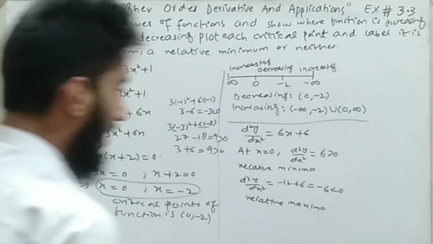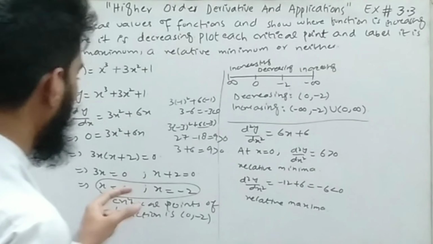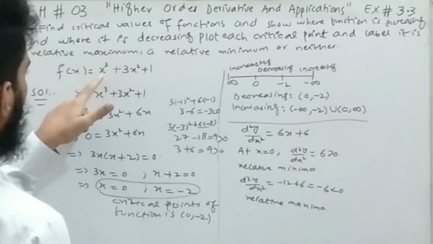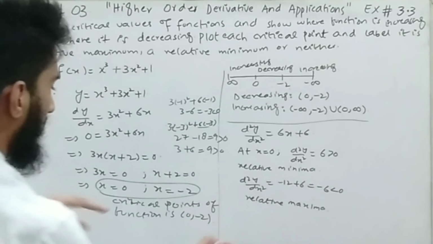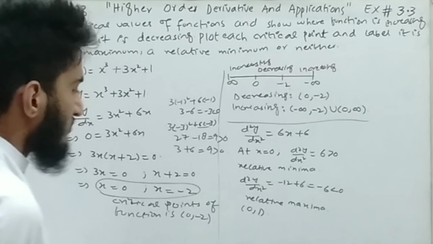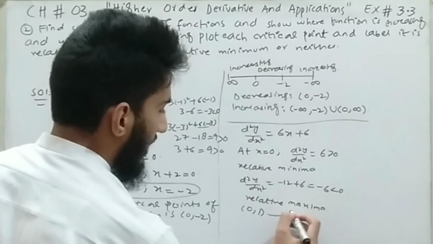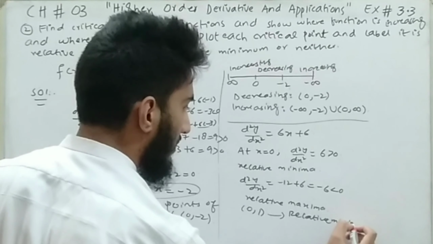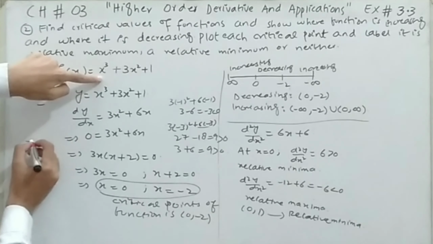Now I am finding the value of relative maxima and relative minima by putting this solution in the given function. By putting x is equal to 0 over here, it will give us 0 plus 0, f of x or y will be equal to 1. So at x is equal to 0, the value of y is 1. So at 0 the function has a relative minima. So at 0, 1 we have our relative minima.